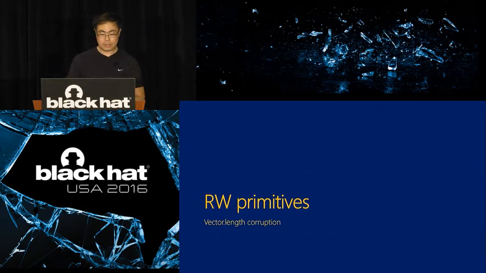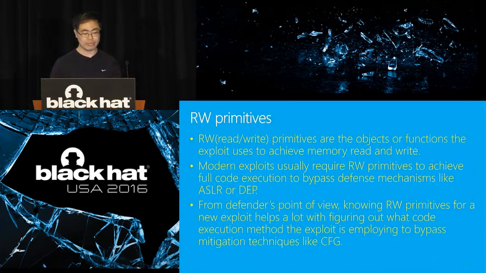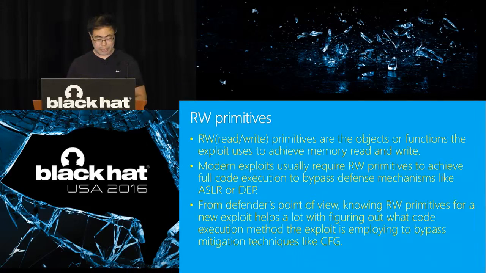So let's talk about RW primitives first. From the agenda, this is the second part, and we will talk about three different RW primitives. The first one is vector length corruption. RW primitives are the objects or functions the exploits use to achieve memory read and write.